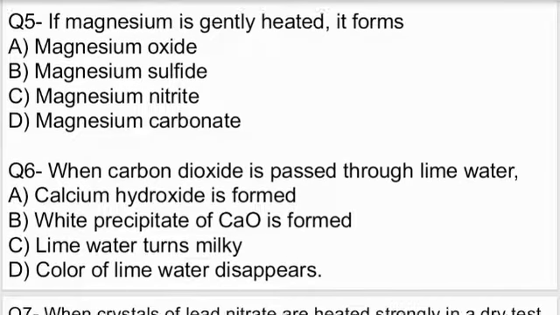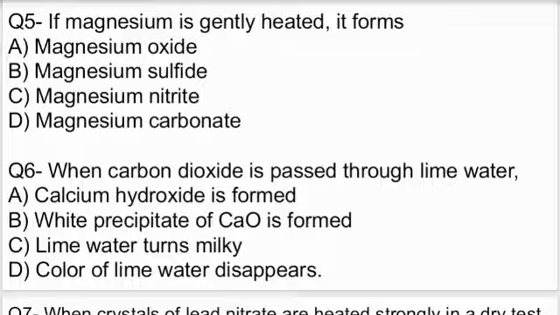Next question. If magnesium is gently heated, it forms. Options are magnesium oxide, magnesium sulphide, magnesium nitrite, magnesium carbonate. The correct option is magnesium oxide.